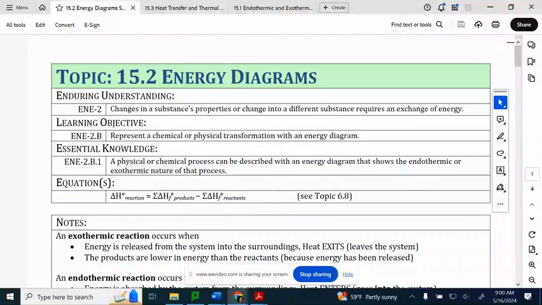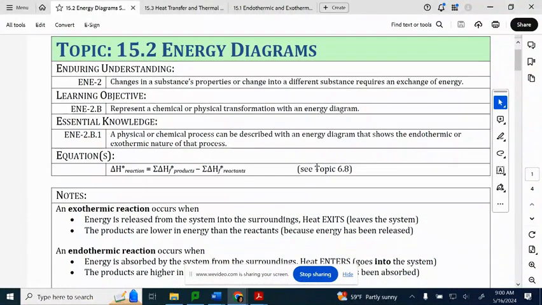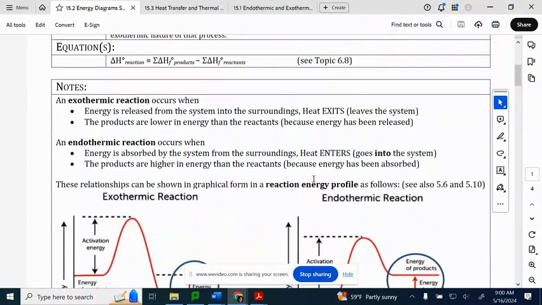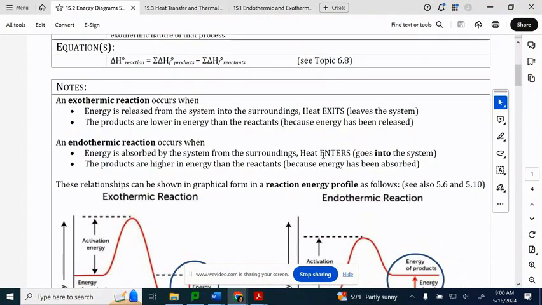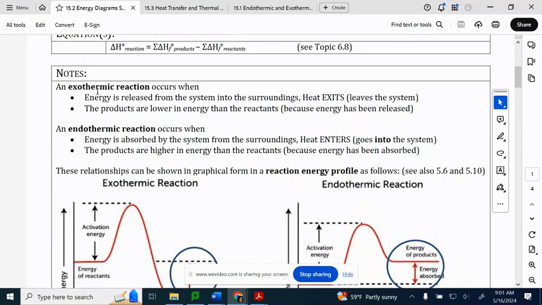All right. So energy diagrams. We talked about some of these energy diagrams yesterday, where we talked about how they looked. We're also going to be introducing this equation, just kind of introducing it, where we have the heat of the products added together, minus the heat of the reactants added together, is going to equal our overall reaction.